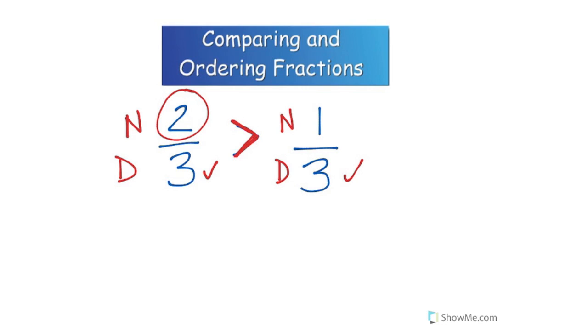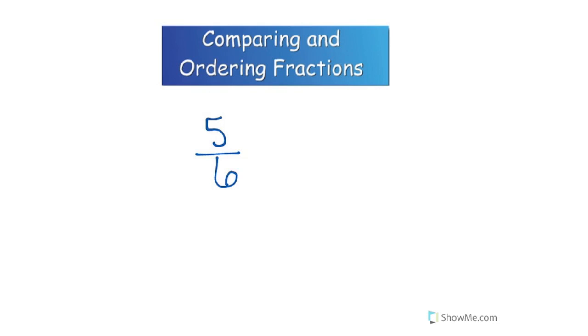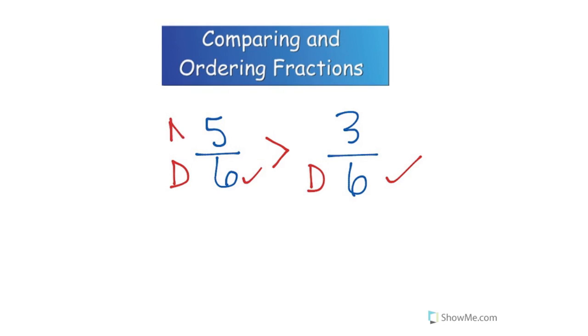Now let's do another example. Let's go ahead and work with 5/6 and 3/6. Same thing. If I was to ask you which fraction is larger, you would say 5/6 is larger than 3/6. It's greater. How can you tell? Well, let's look at our denominators. Our denominators are the same. Let's look at our numerators. The numerators are different. 5 is larger than 3. Therefore, 5/6 is greater than 3/6.